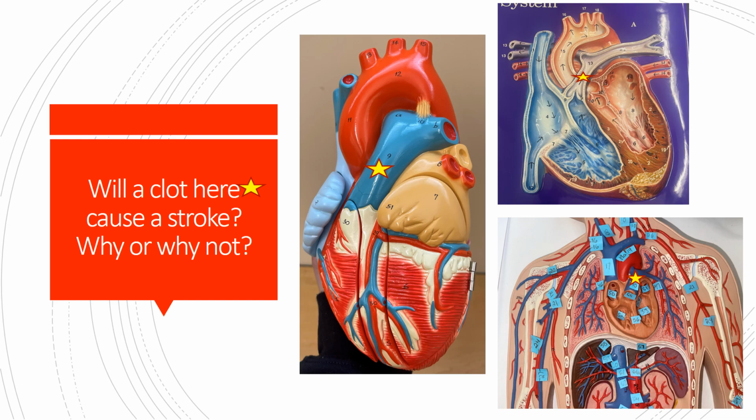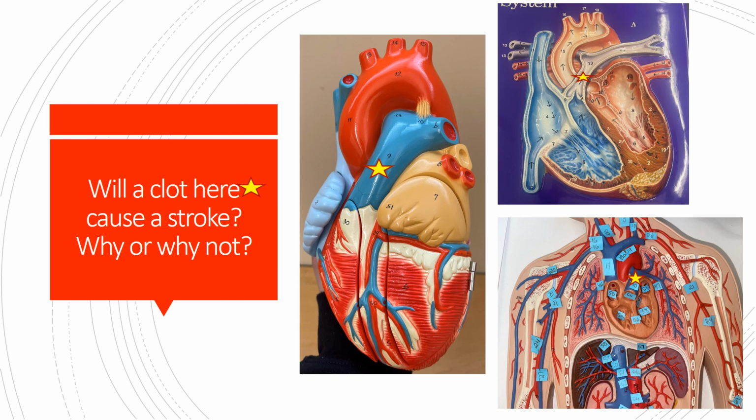One thing to think about too is applying the other information that you know to what you have in front of you. So utilizing the blood flow to determine if there is a clot at structure whatever, will it cause a stroke? Could it potentially cause a blockage somewhere? So let's say your test question says, will a clot at this location where the stars are cause a stroke? Explain your answer.